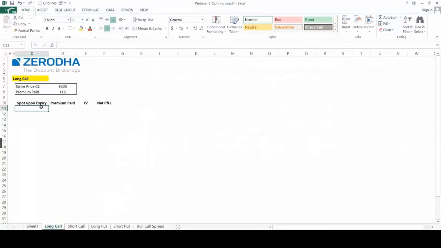Right now market is at 9,300, but by 26th of May, it can be anywhere. So I'm going to develop a list of possible expiries. I'm assuming you're fairly familiar with Excel here. If not, I would suggest you brush up your Excel skills, so that it'll be easy for you to understand what I'm doing.